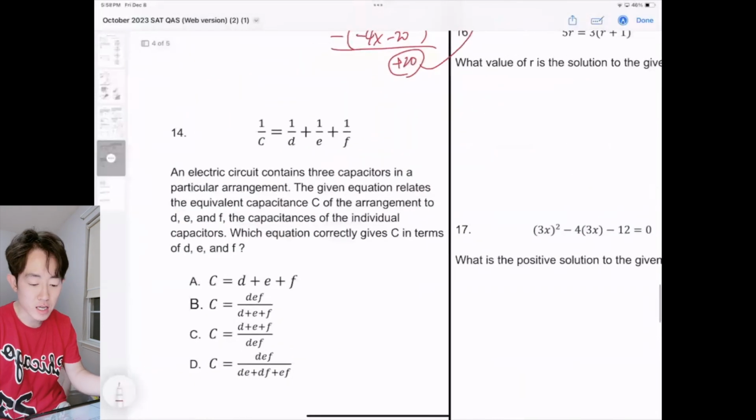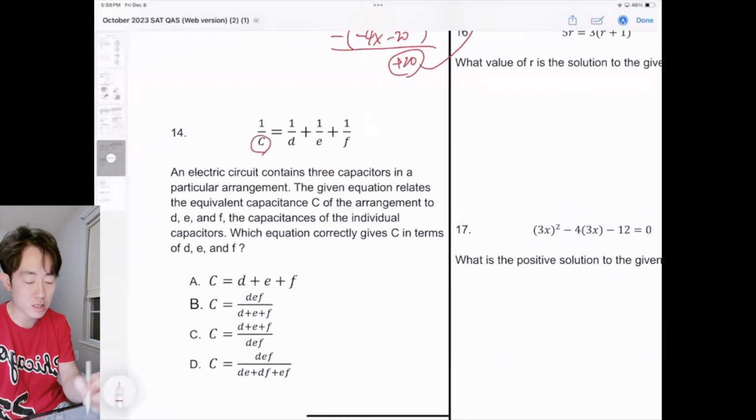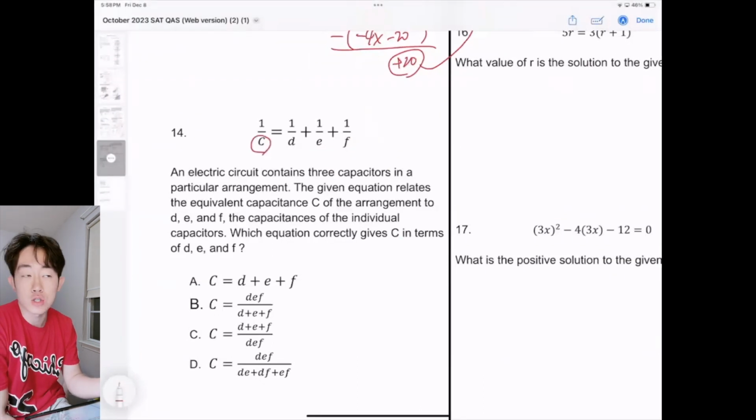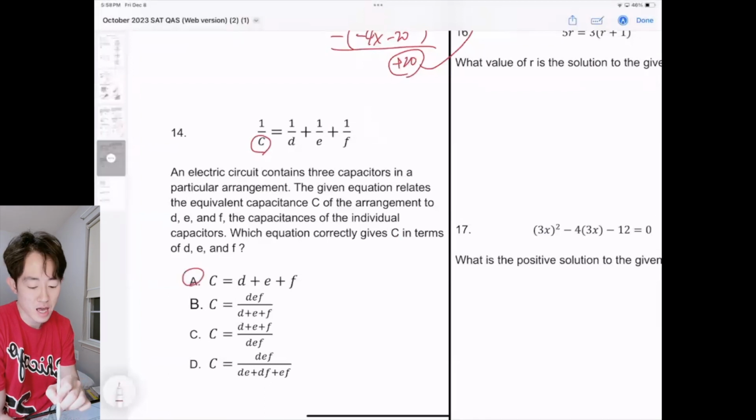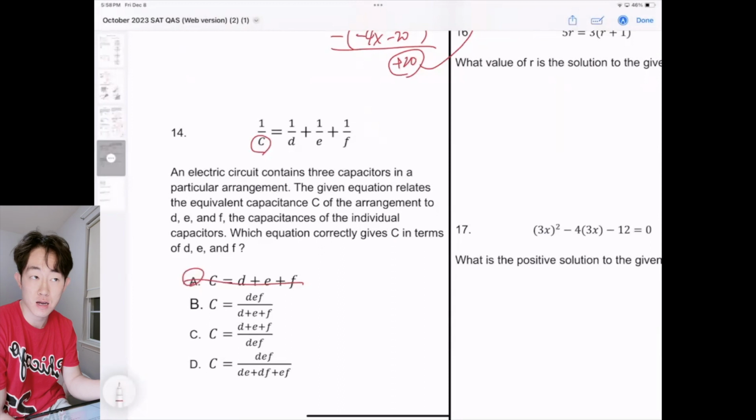Number 14, an electric circuit contains 3 capacitors, blah, blah, blah. All right, so we want to just solve for C. What I've seen kids do for this is that they just thought of this as a really simple question and picked A, which is the most lazy answer I could probably think of.